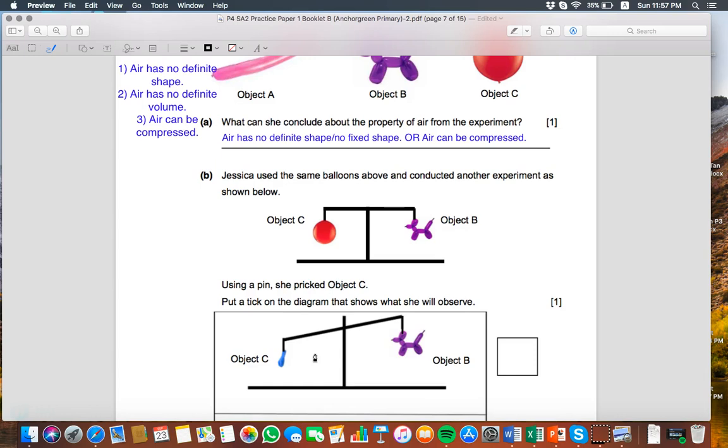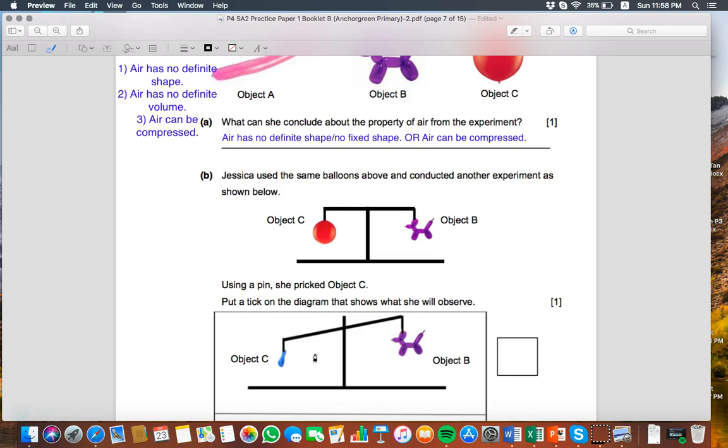So for questions on matter, if they ask you specifically about the property of a certain state of matter, you refer to just those properties. Do not refer back to general properties of matter, like matter has mass and matter occupies space. Once they have specified a state of matter like air, you don't have to refer back to the general properties of matter. You just focus on the properties of air. Now, the next question.